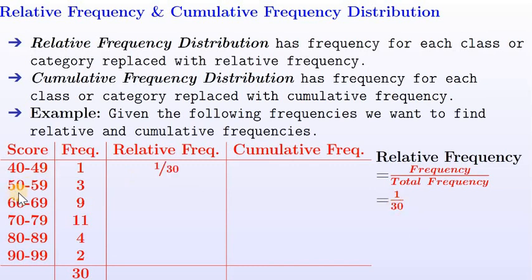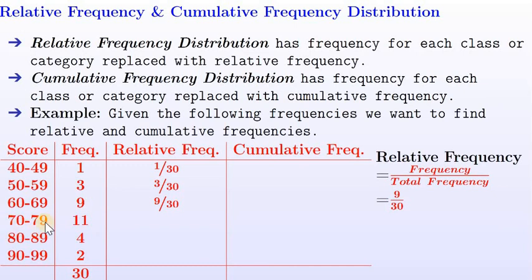Similarly, let's look at this interval. Its frequency is 3 and the total frequency is 30. So, the relative frequency for this interval is 3 over 30. Similarly, for this class interval, its frequency is 9 and the total frequency is 30. So, the relative frequency is 9 over 30.